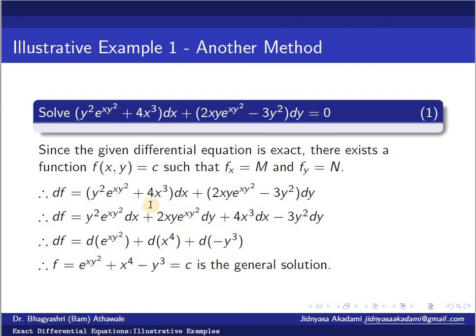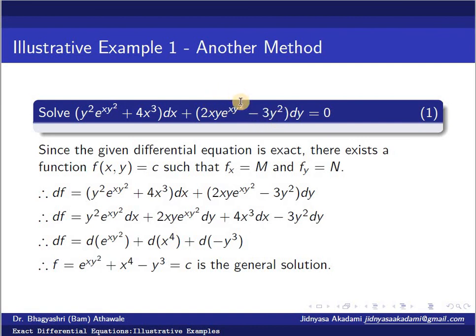But sometimes the grouping is not possible and terms are very complicated. We can't do that. And in that case, our algorithm is best because it is applicable to all types of exact differential equations. Now here, again I can say that this e raised to xy square is because of the integration of y square e raised to xy square with respect to x. X raised to 4 is because of the integration of 4x cube. And this minus y cube is because of the term in n, minus 3y square dy.